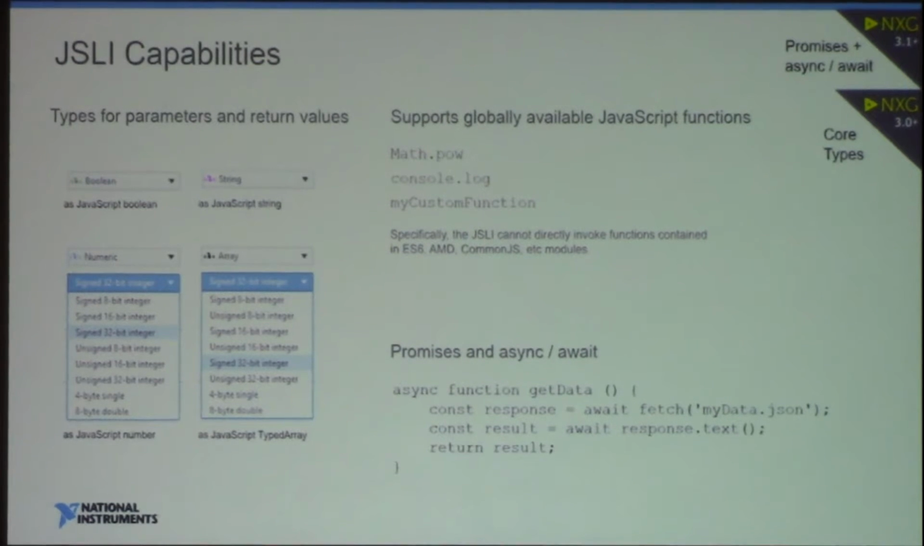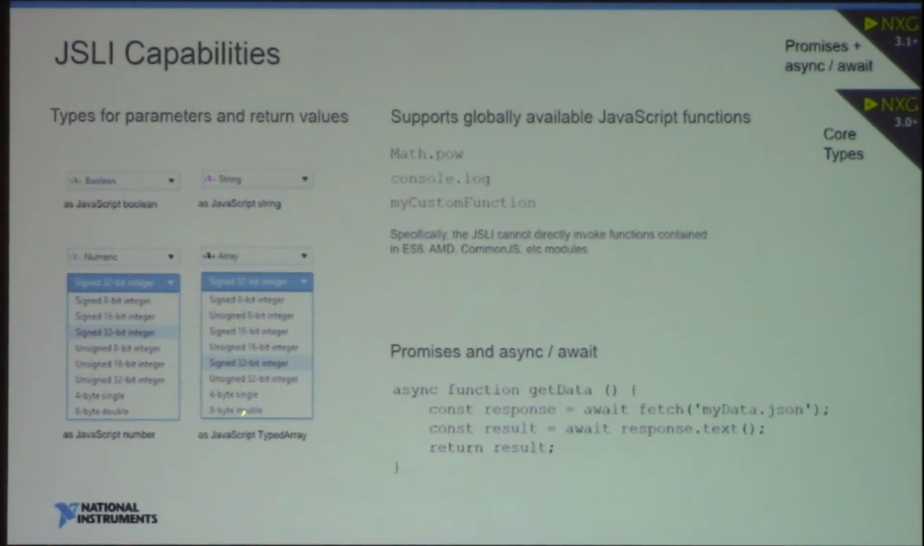So the number of types that JSLI supports is fairly limited. For JavaScript parameters and return values, you can do JavaScript Boolean, strings, numbers. You'll notice that int64 numbers aren't in this list. You can't actually represent int64 numbers safely in JavaScript. You have to essentially pass it through as a string and manipulate it that way. It's because of how JavaScript's number type is under the hood. That might be changing in the future, different story.